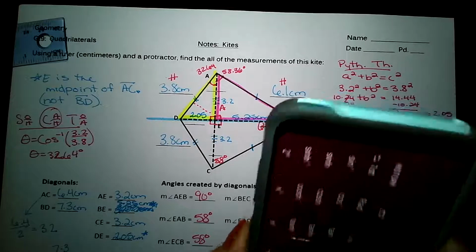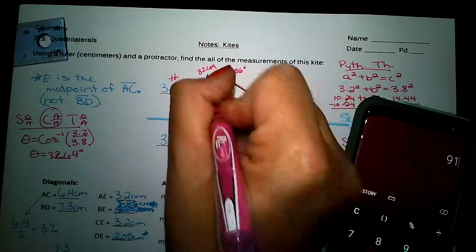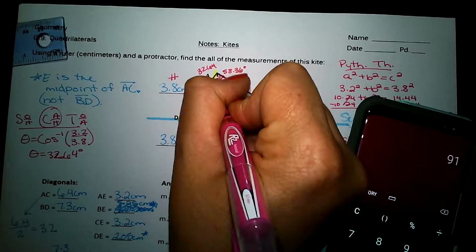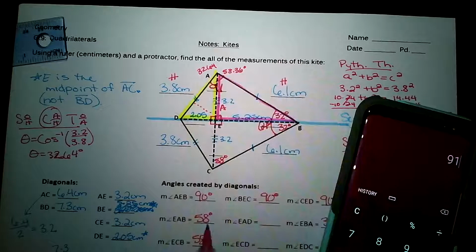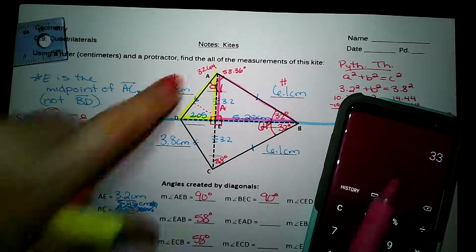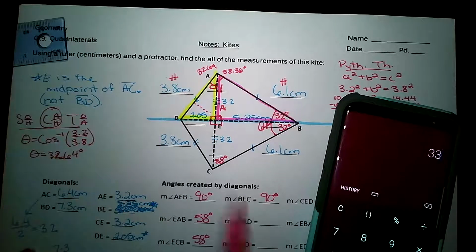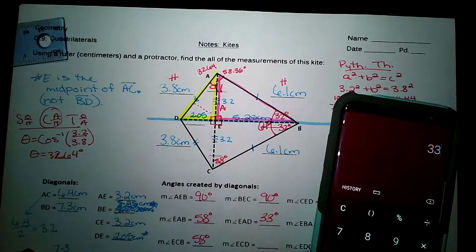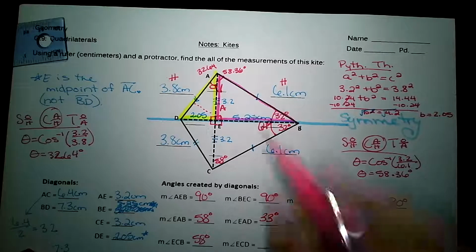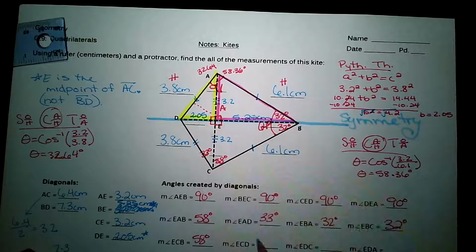32.64 plus 58.36 is 91. So this whole angle is 91 total. So if it's 91 and I want to figure out what to write down, I wrote down 58 for the first set. I should be writing down 33 for the second set. Of course, that's also what it rounds to. So EAD, I'm going to write up as 33. And that, of course, can flip over this line of symmetry to be ECD, 33.